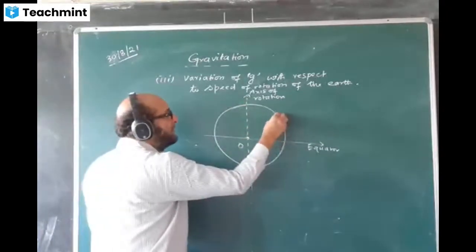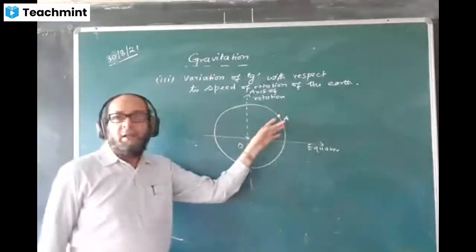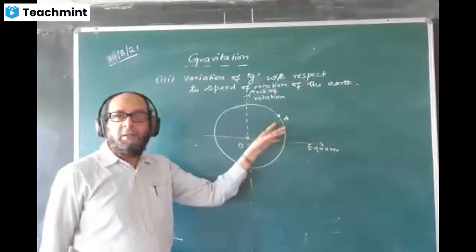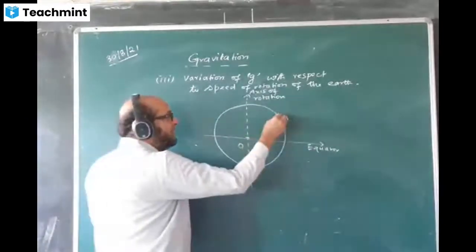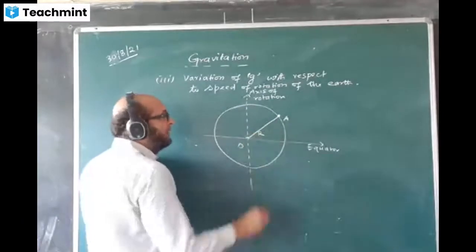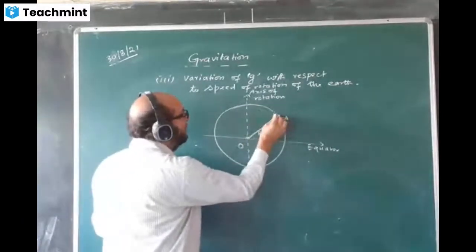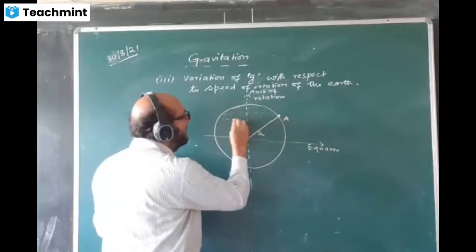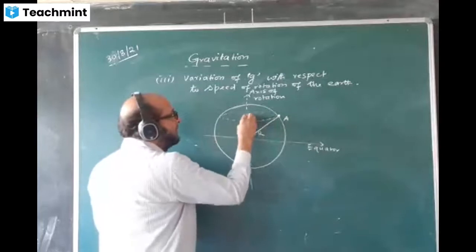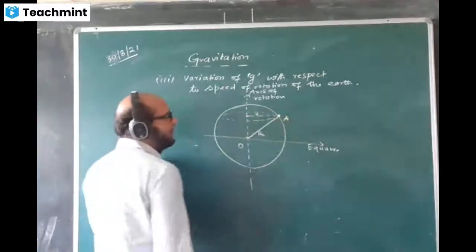Let us suppose a point is situated near A. This can be a place, this can be a city, maybe Kolkata or maybe Mumbai or anywhere else. So this distance is the radius of the Earth, capital R I write, and there will be rotation of the Earth about this axis. I'll draw the rotational axis here. Suppose this radius is small r.